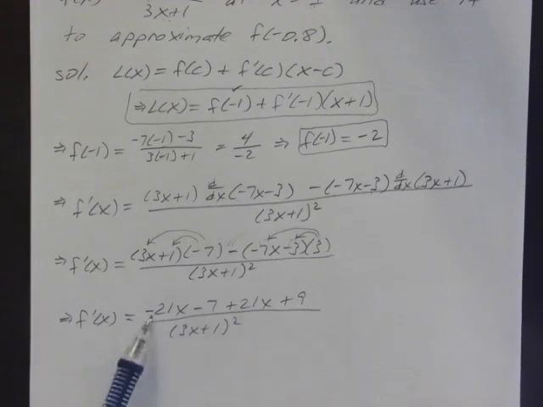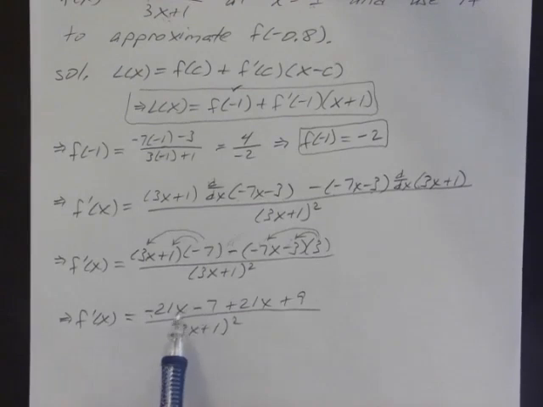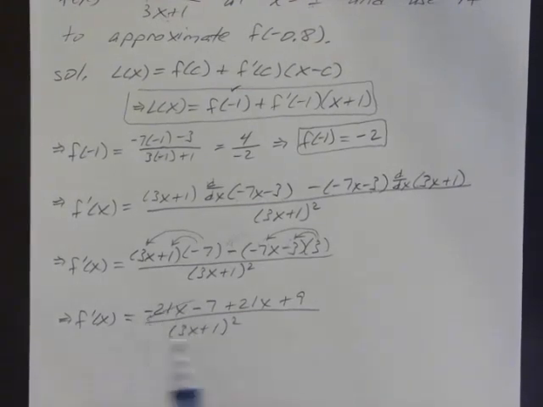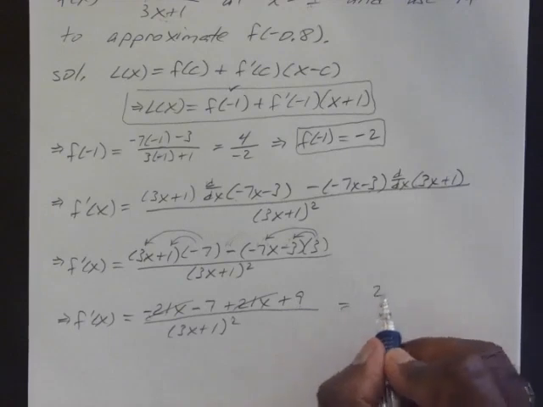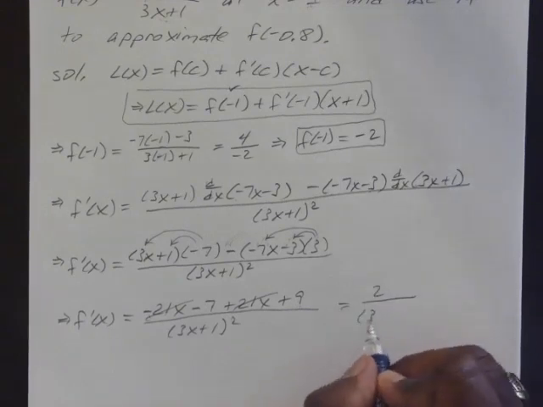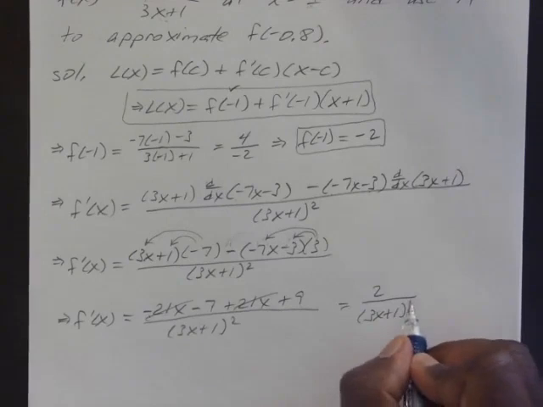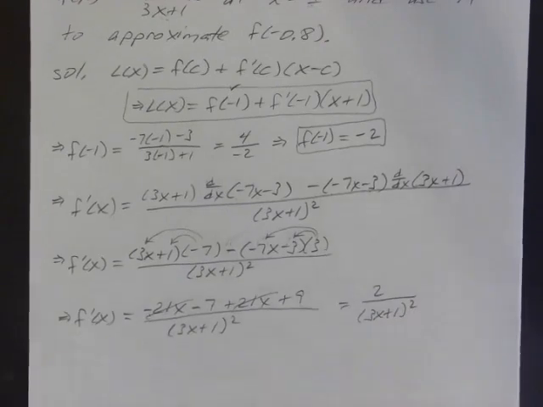So we can simplify this a little bit more, only because the positive and -21x cancel each other out and equal 0. So we combine our constants. We have -7 plus 9, which is 2. So that simplifies to 2 over 3x plus 1 squared for our f prime of x.